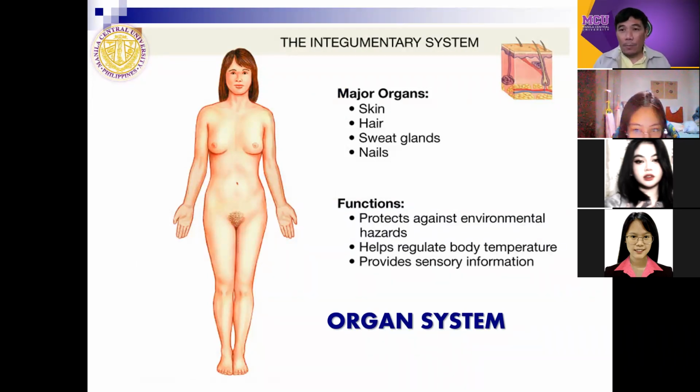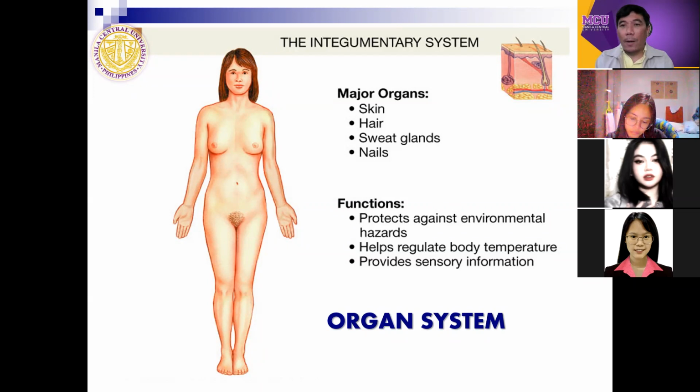For the different systems of the body, we have identified that in the integumentary system, the major organs are the following: the skin, the hair, the sweat glands, and the nails. That's why, for example, let's have a typical example that may affect the integumentary system. Skin rashes brought about by sunburn.